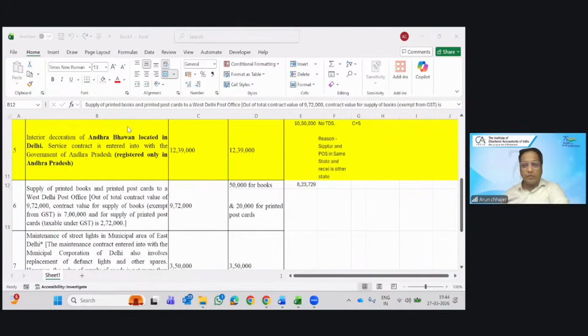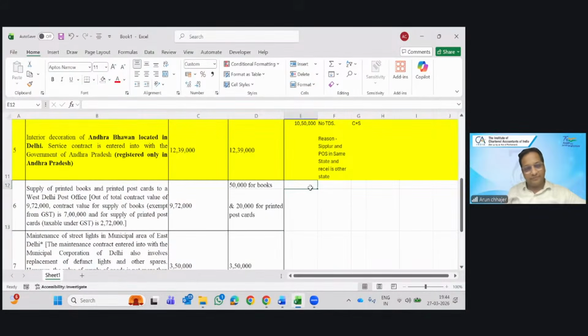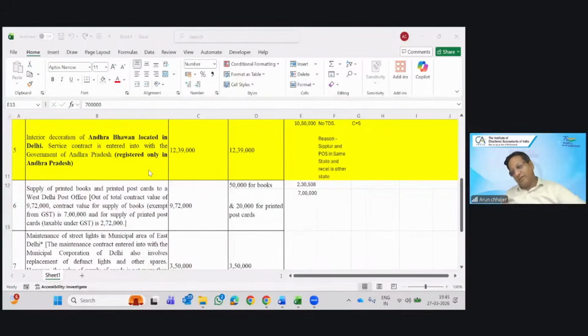Quickly go to question number 6 and then tell me will the TDS be applicable or not. 272 taxable है और 7 लाख एग्जेम्प्टेड है. So this becomes my taxable value, roughly. No TDS. Why no TDS?